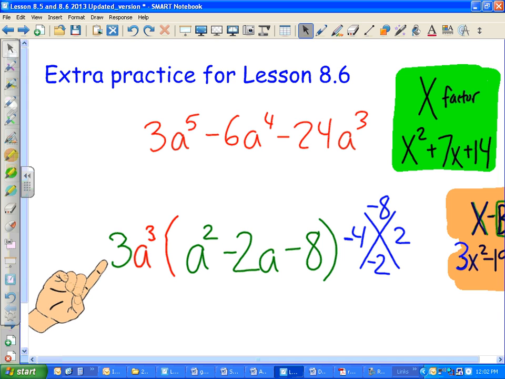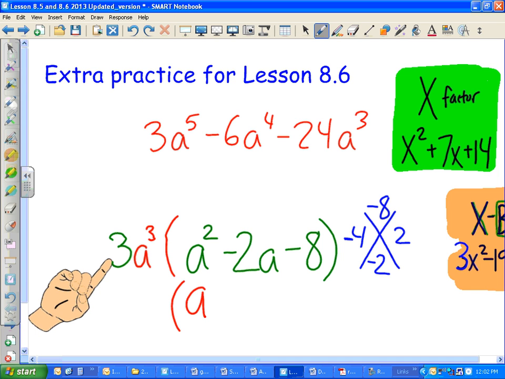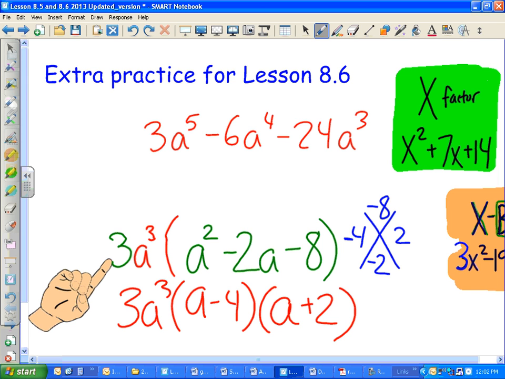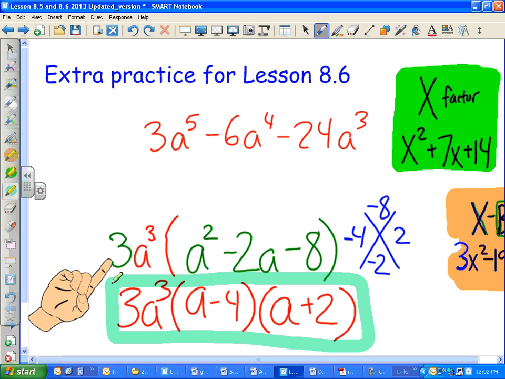Okay, so that's done. Now I need to write the negative 4 answer and the 2 answer in parentheses. And remember, they're not x's, so make sure you put the a's. A minus 4, that's one of them. What's the other one? A plus 2. Then rewrite the 3a cubed on the outside. That's still part of the answer. And that's it. This answer is the last thing you can do. You can't do anything else to this. You are done with this problem. Okay? All right, one more.